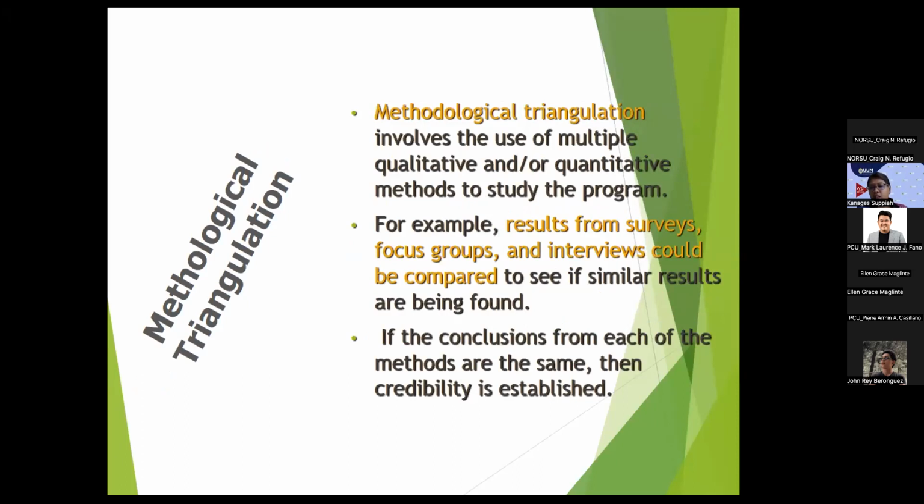We use results from surveys, focus groups, interviews, and feedback, written feedback, oral feedback, that kind of thing.